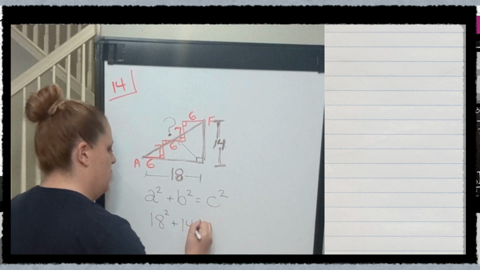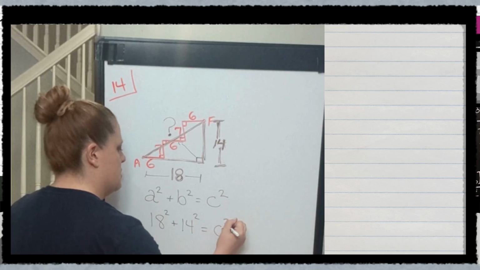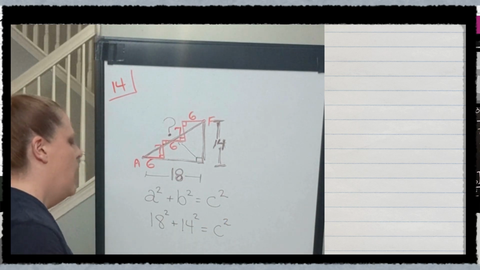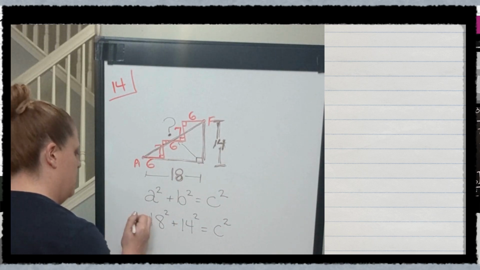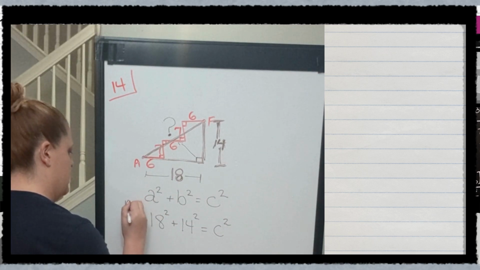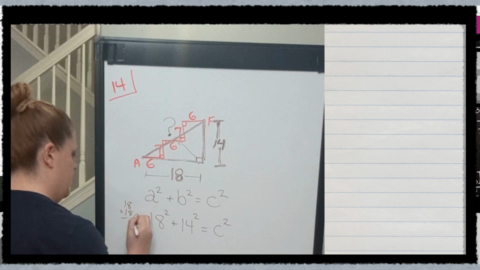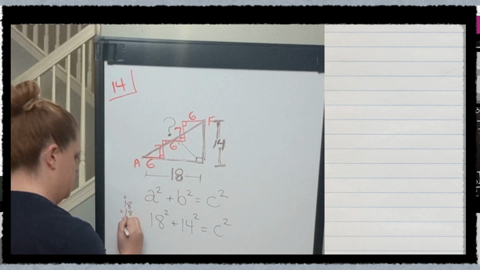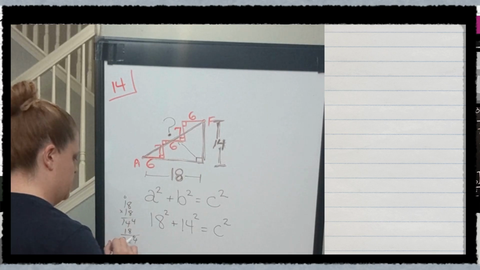18 squared plus 14 squared equals c squared. 18 squared, where's an Owen when you need him? He got sidetracked and now he's not in here to do this in his head for me. I believe it's 324.